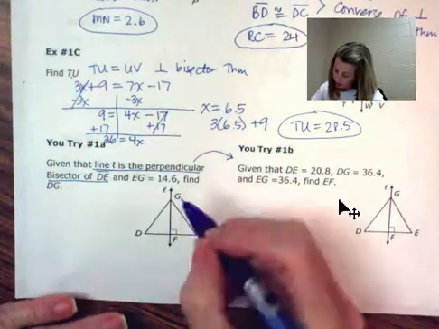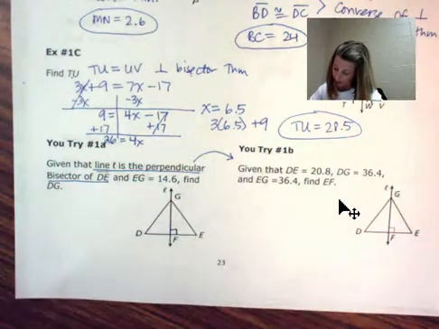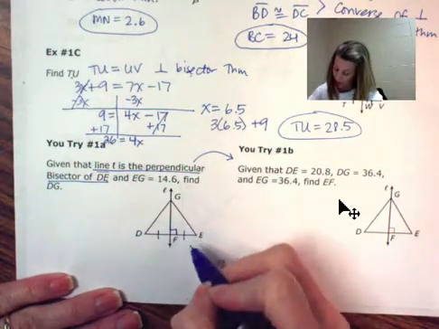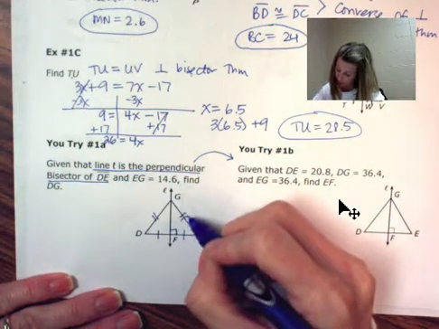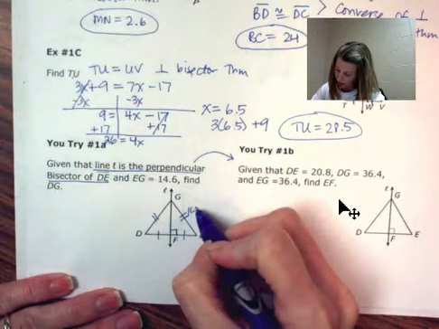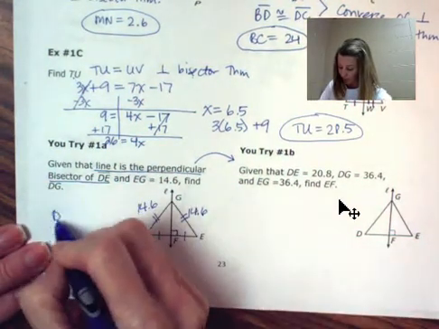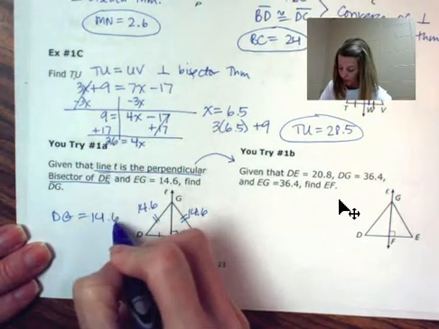Okay, when I look at the fact that this is a perpendicular bisector, that means I have a right angle here, and then these two sides are congruent, which also makes these two congruent. So if EG is 14.6, then I also know DG is 14.6. So DG is 14.6.